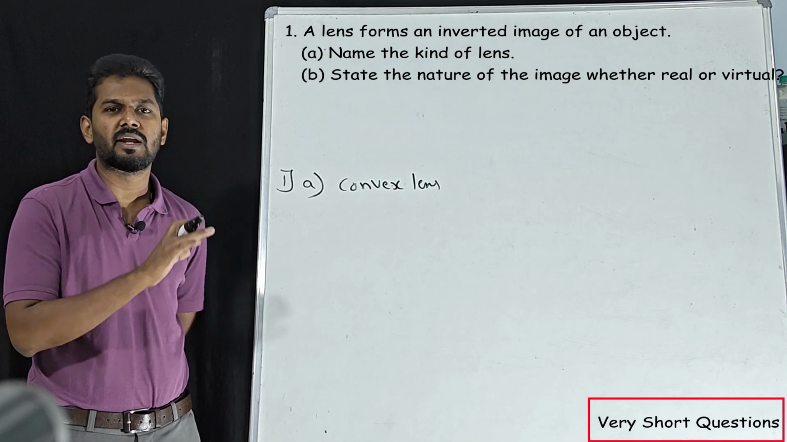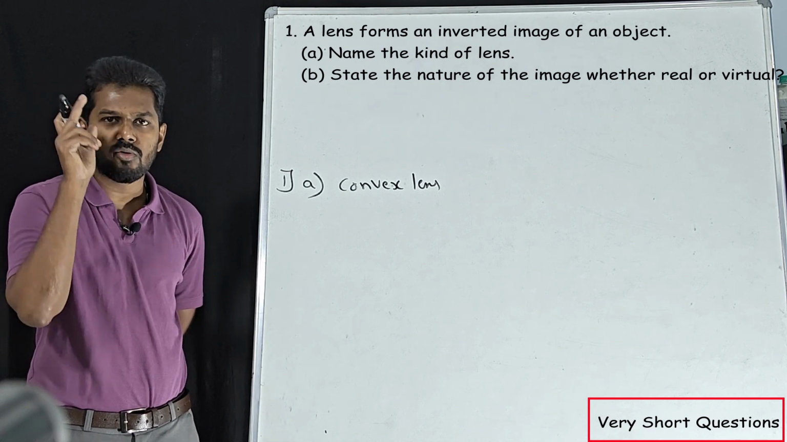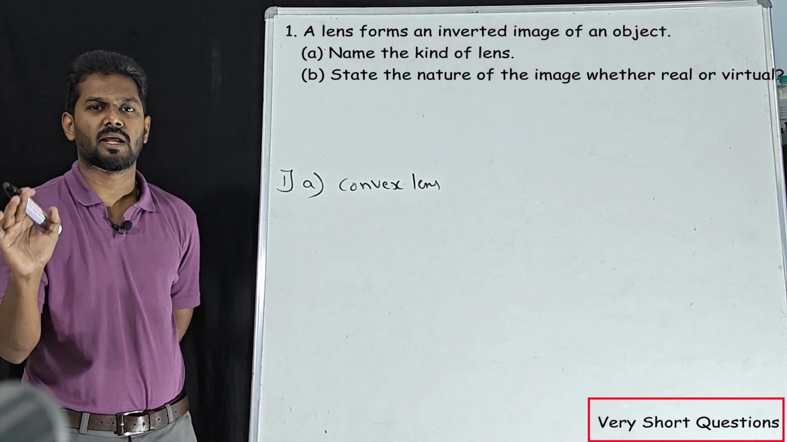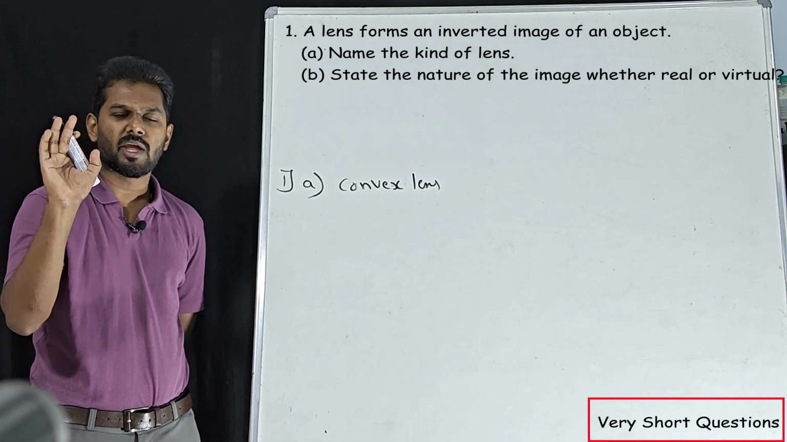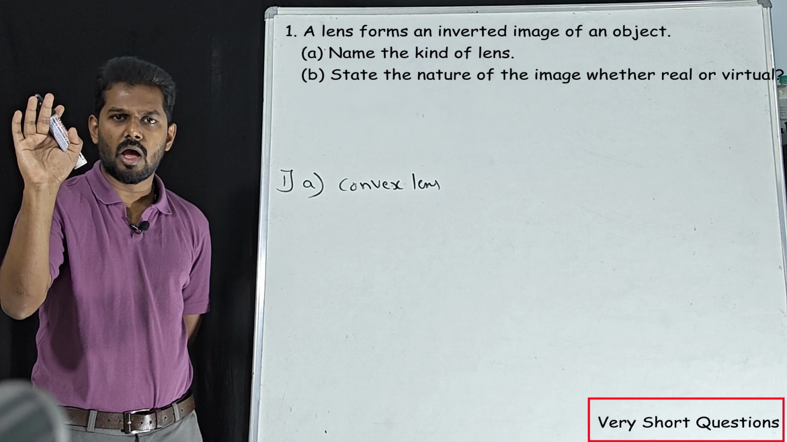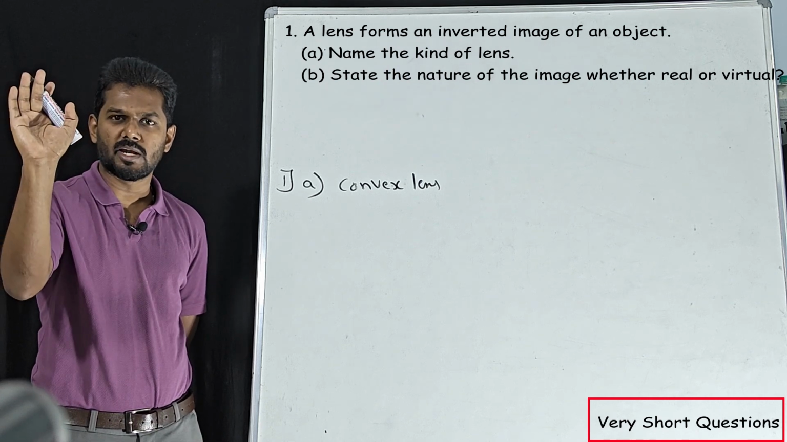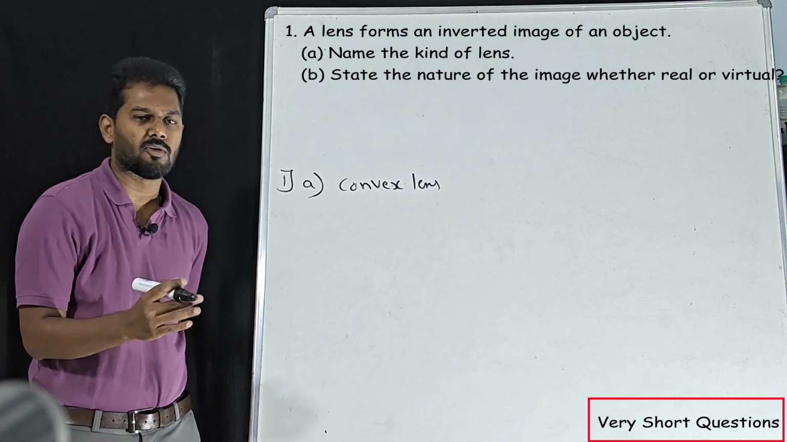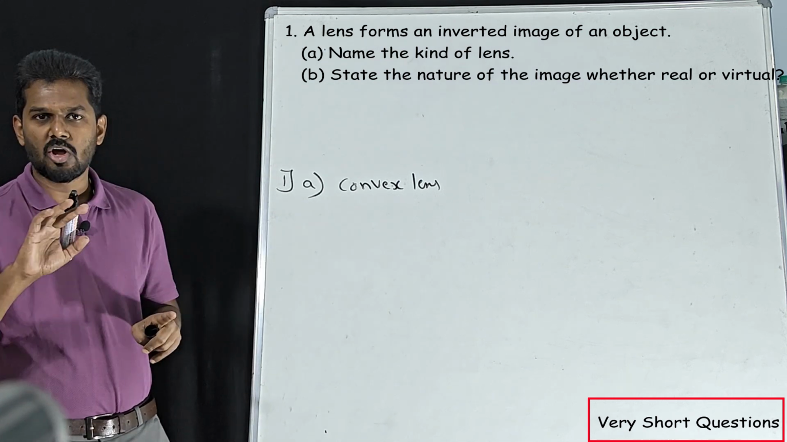If it is real, there is no chance we can get it from concave. In concave lens, it is always virtual and erect. See, inverted means upside down, erect means like this. If you show the object like this, the image will also be like this. But when it comes to a real image, if you show the object like this, the image will be upside down. That is nothing but inverted. Inverted is only possible in convex, not in concave.